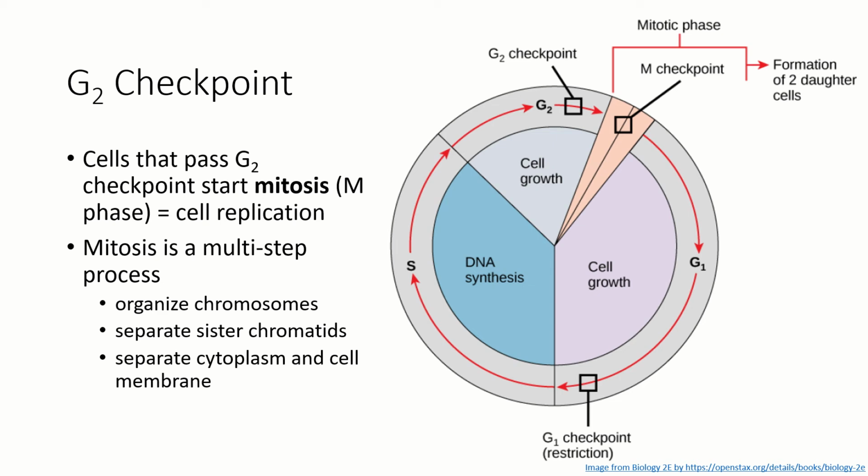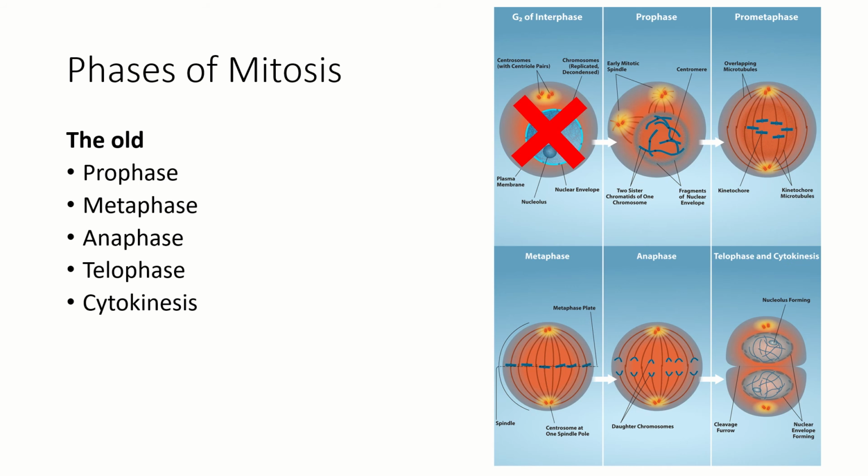Remember that we're going to end up with two cells that have everything the first cell had. So the G2 checkpoint is going to make sure we have duplicates of everything. And then mitosis is going to organize all of the cytoplasm, the organelles, and the chromosomes in particular, separate the sister chromatids, and separate the cytoplasm, and then make two cells. All right, so how do we do that?